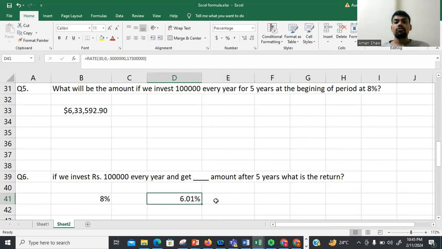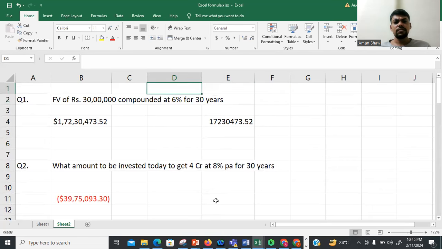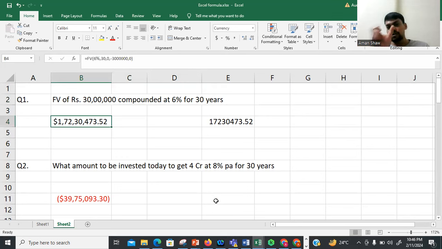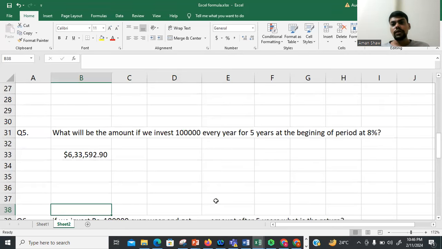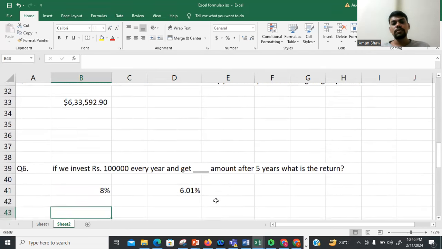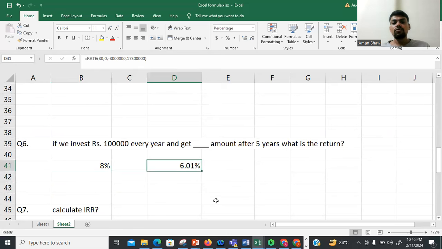If you remember the first sum which we did, 30 lakh rupees at 6%, how much will be the amount? So that is what I calculated: if you invest 30 lakh rupees for 30 years, what is the rate of return I'm getting? If I'm getting 1.72 crores and I've invested 30 lakhs, what was my CAGR? So you saw how effective it is.